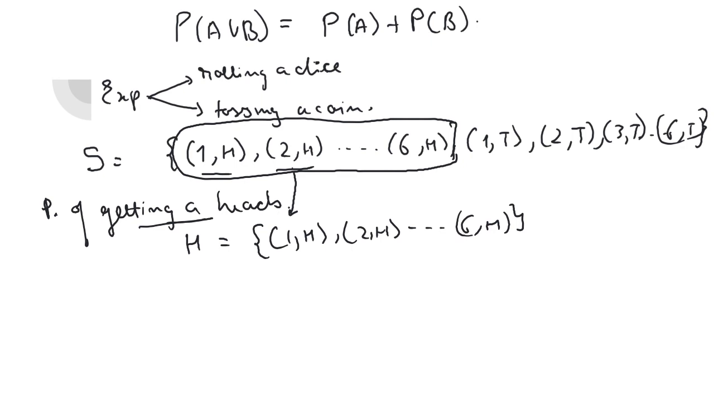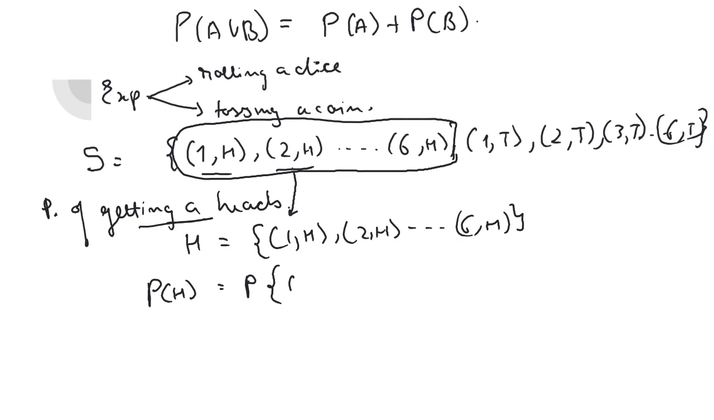Now, because this is a set of possible outcomes here, if I have to find the probability of it, first I'll say the probability of H, this condition, is the probability of this whole set.